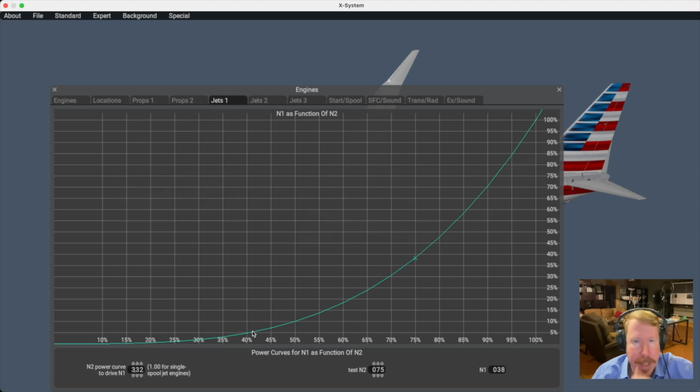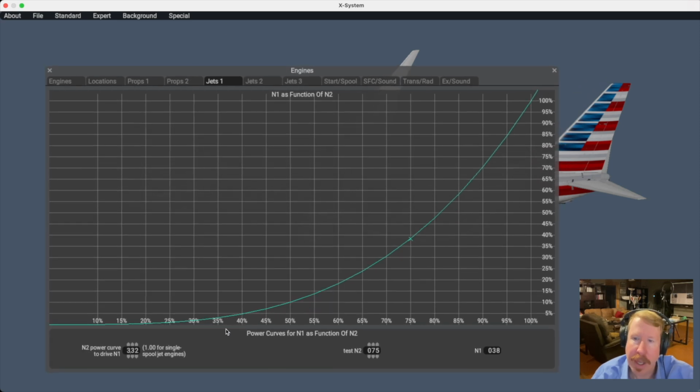notices. And because of that, we have this power curve that says N2 power curve to drive N1 is 3.32 for this airliner. And the reason it's such a crazy curve is because that little N2, it better be spinning up to say 55% before that N1 hardly even starts to notice, you know, it just comes up to 12% or something like that. So 3.32 is a decent power curve to enter here.